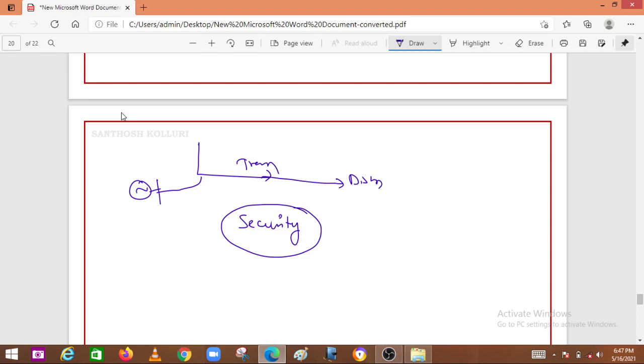In case of a distribution system, security can be tolerated, but dependability is very important. Dependability is very much important in the distribution system. Security can be accepted, but dependability cannot be. That's why dependability is very important in the distribution system, and security is very important in the transmission system. Therefore, the overcurrent relays are not used for the transmission system. That is the conclusion on overcurrent relays.